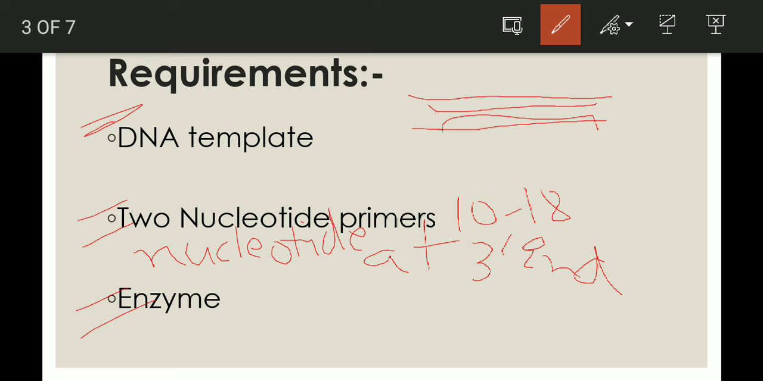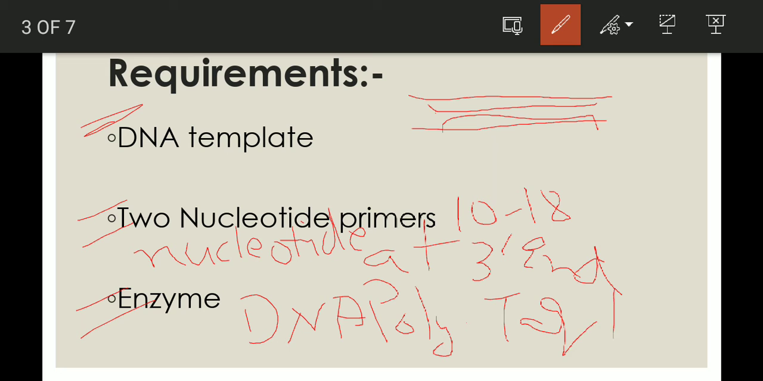The third requirement is the enzyme. Which enzyme? I already told you, DNA polymerase enzyme, usually known as the Taq polymerase enzyme, right?